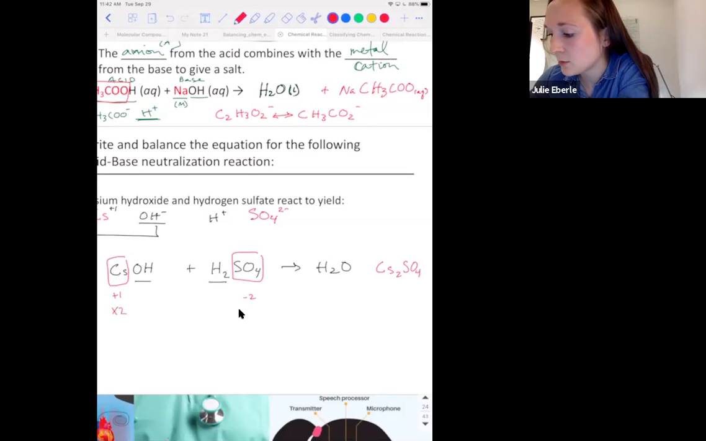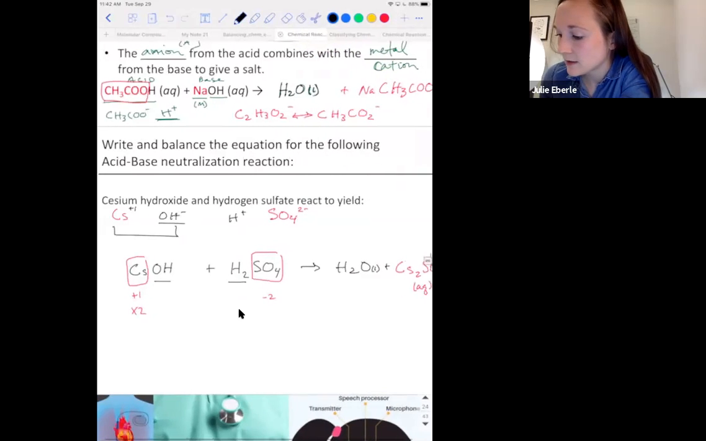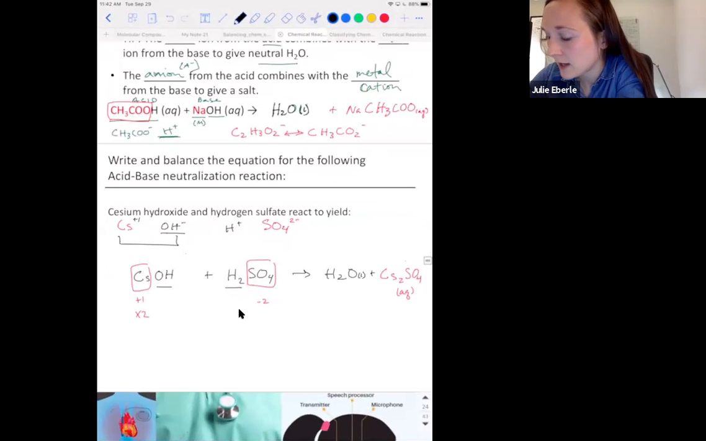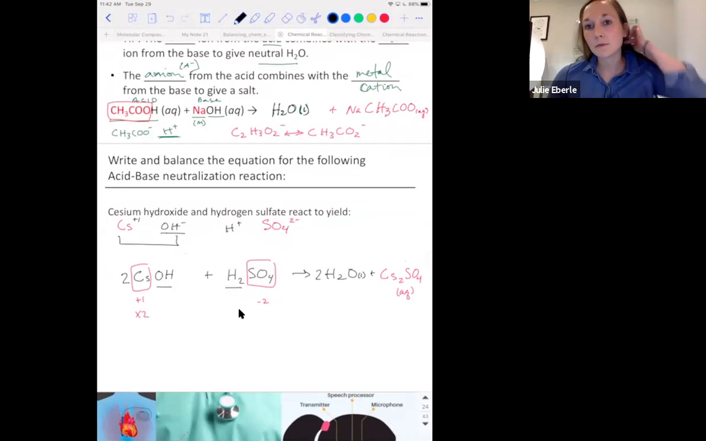Okay, is that soluble? It is. If you look at the solubility rules, it's aqueous, and then water obviously is our liquid. Now, are we balanced? Well, no, we're not. We have 2 cesiums on the product side, so I need to come back and put a 2 right here. Are we balanced then? No, because we have 2 oxygens and we have 4 hydrogens. So if I put a 2 in front of water, now I think we're balanced. Any questions on that?